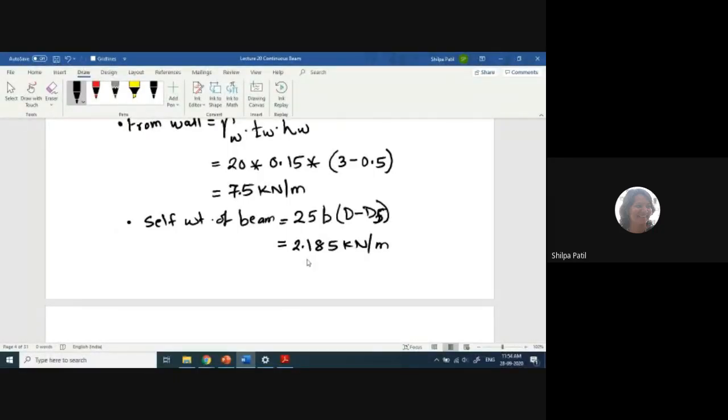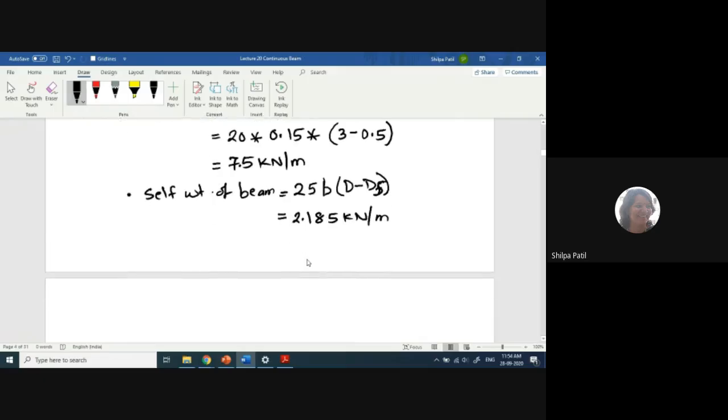So what is the total load? Find out the total load. I will consider this as WAB. 14.935 kilonewton per meter. This is the working load.